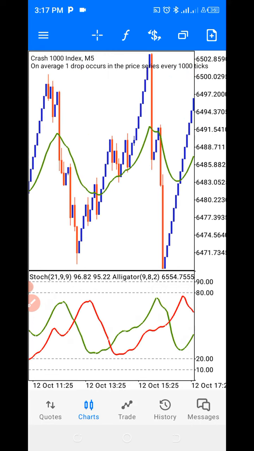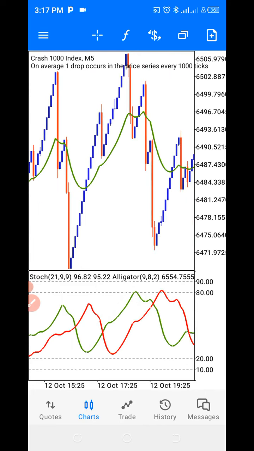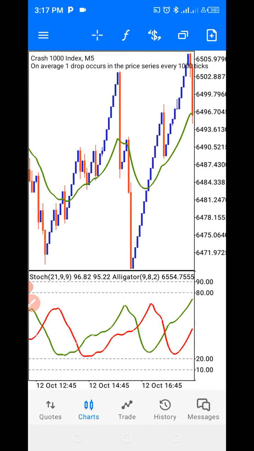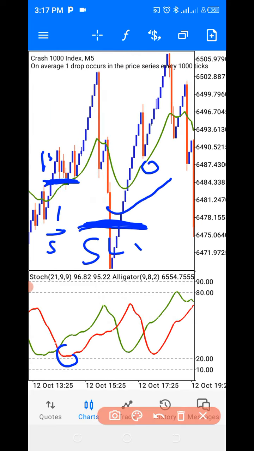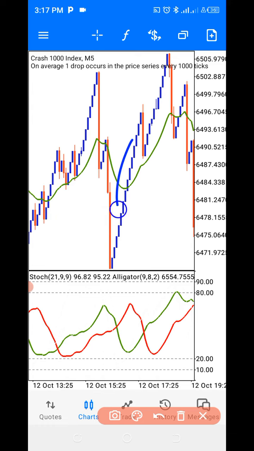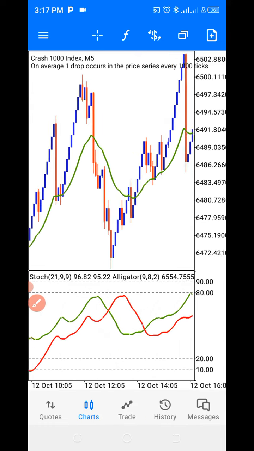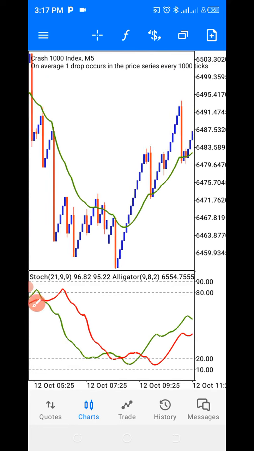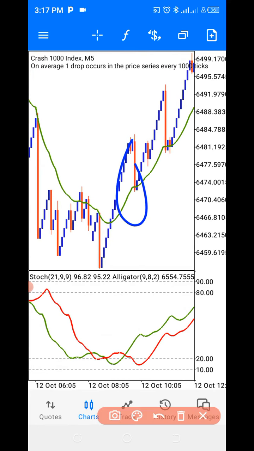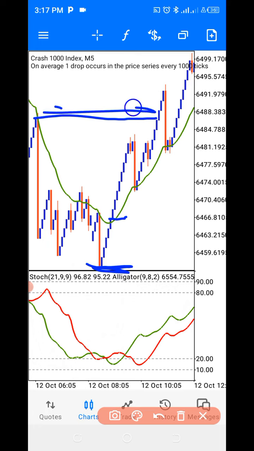So do your backtest very well. This is another example here, right? Make sure you follow the rules. See, this is another example here. Your stop loss will be below this low, and your take profit will be here. You can actually see, no matter what, your take profit will get hit.